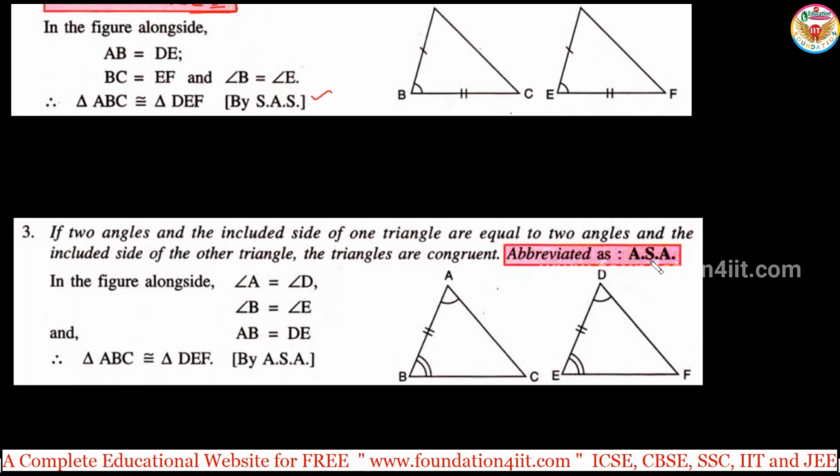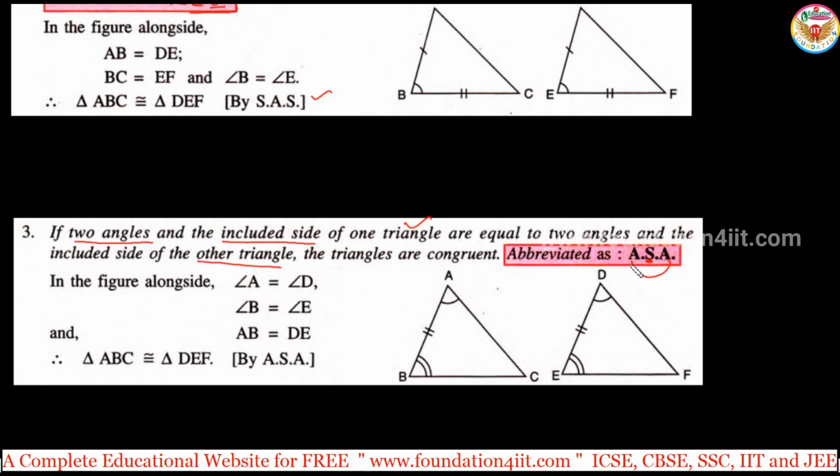Next one, angle, side, angle. Here the side is in the middle, so two angles and the side is at the center. If two angles and the included side of one triangle are equal to the same two angles and included side of the other triangle, then the triangles are congruent, and the rule is ASA.